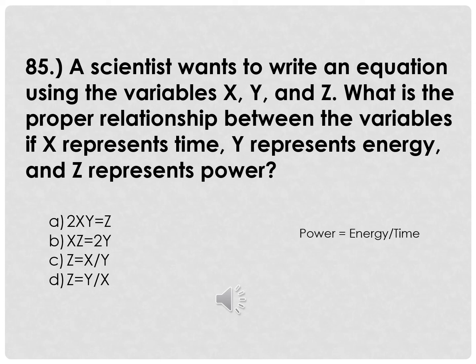A scientist wants to write an equation using the variables x, y, and z. What is the proper relationship between the variables if x represents time, y represents energy, and z represents power? So in order to answer this question, you would need to know that power is equal to energy divided by time. Then just plug in the letters for what they represent, and you should end up with letter D. Z is equal to y over x.